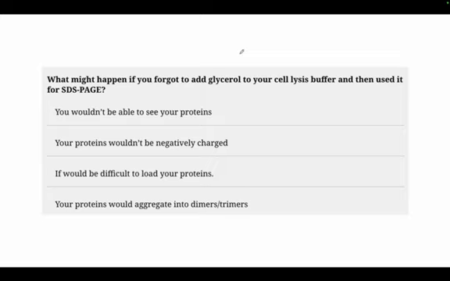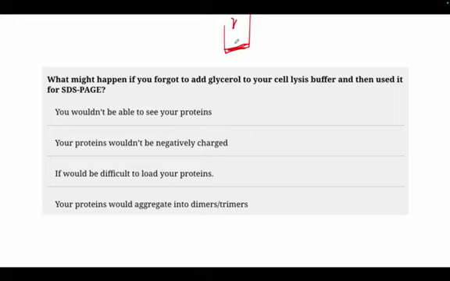What might happen if you forgot to add glycerol and then used it for SDS-PAGE? The loading dye for SDS-PAGE will usually contain a denaturing agent. It will contain some dye so you can track the progress of your protein, and it will contain glycerol. Glycerol we add to increase the viscosity of the overall mixture so that it settles inside the well properly. You're loading the protein like this. What we want is the protein to settle nicely inside the well.